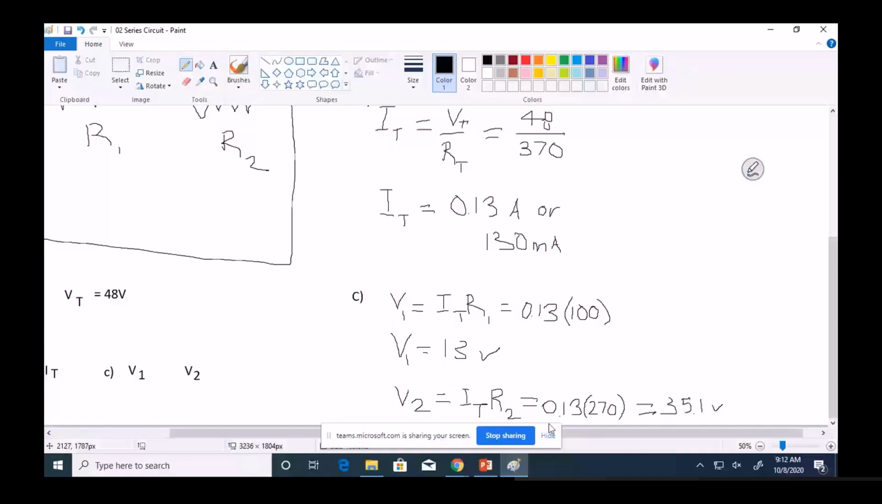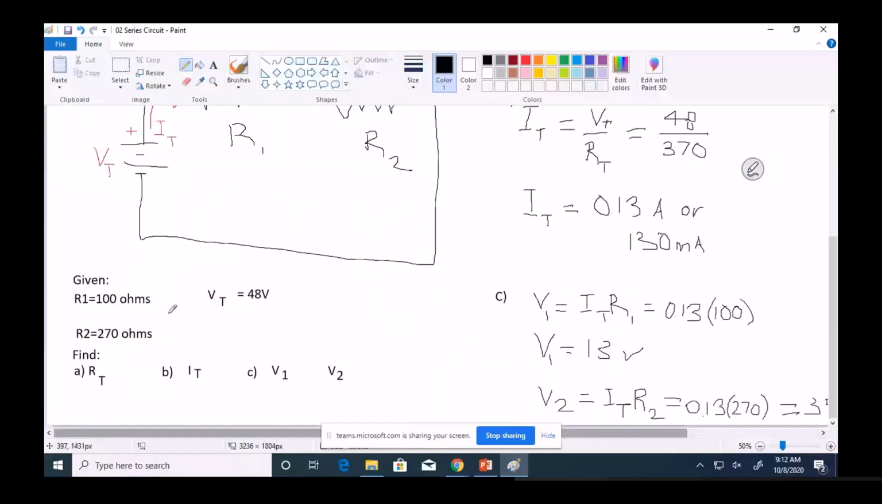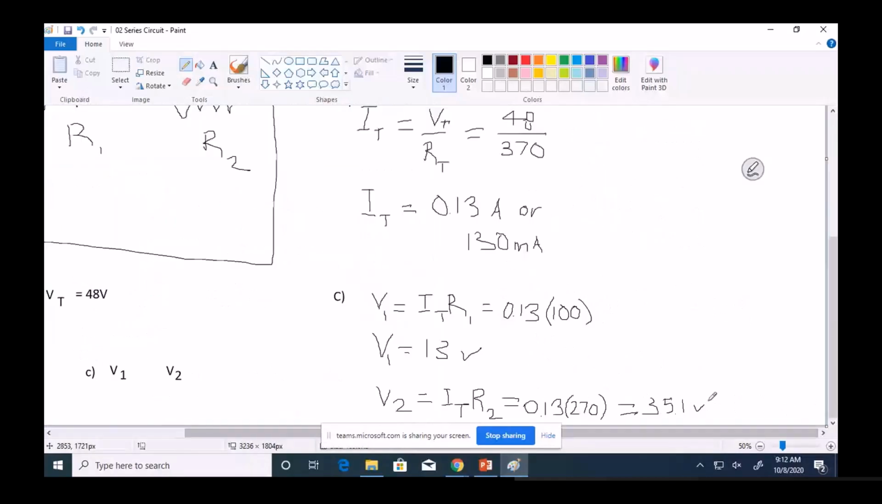How do you know your answer is correct? From the rule of the series circuit, add the two voltages. V1 and V2 should be equal to the V total. This means all your calculations are correct. This is to counter check your calculations. Now, V1 and V2, here, this is Ohm's law calculation.